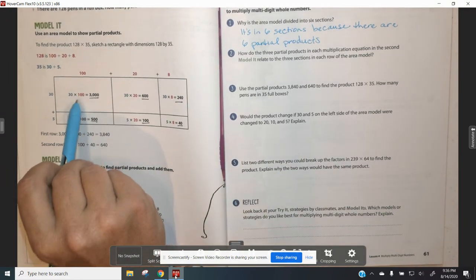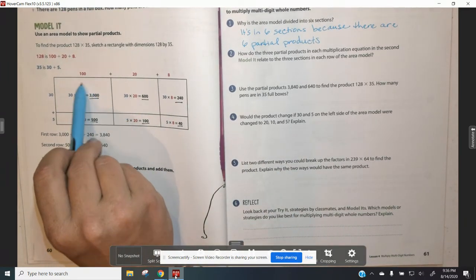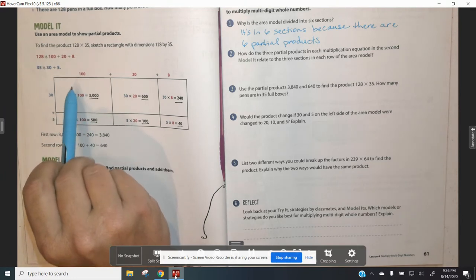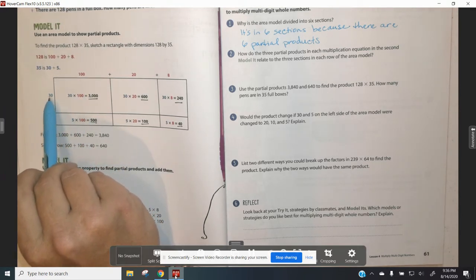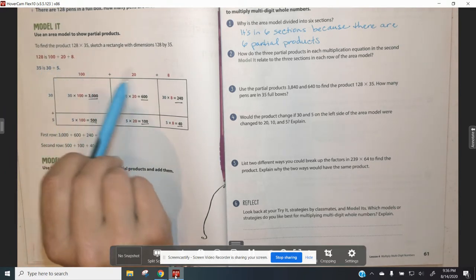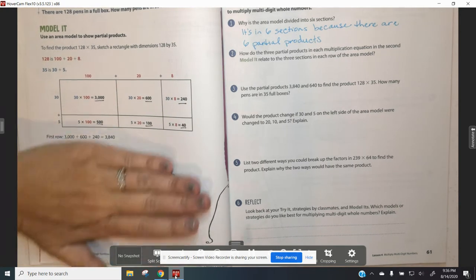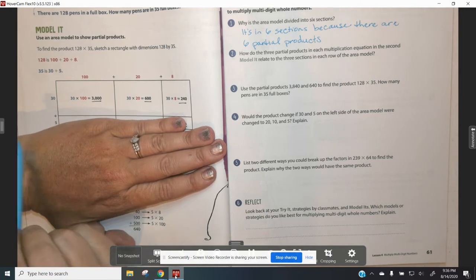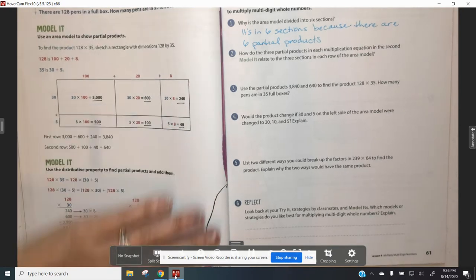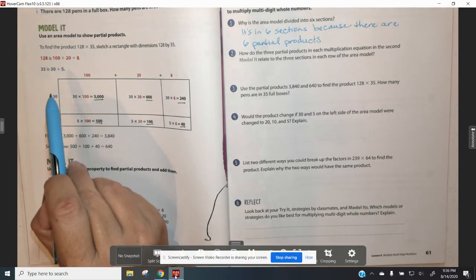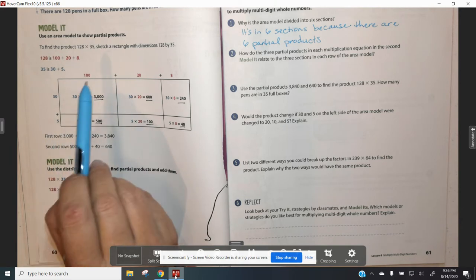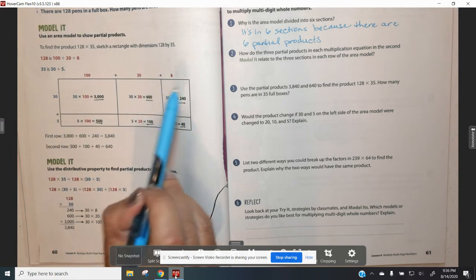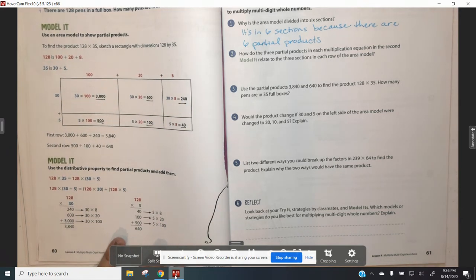We also need to have a section for every digit that corresponds with the place value. So if it were 128 times 30, we would only have 3 sections because this section with the 5 wouldn't be there. But we have to account for both the 10s and the 1s, and then the 100s, the 10s, and the 1s. It all has to do with place value.